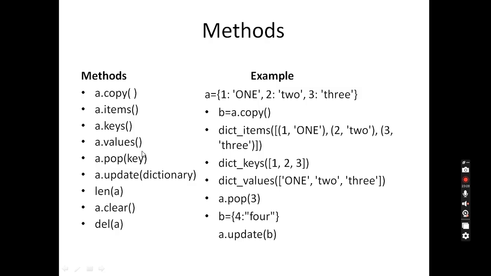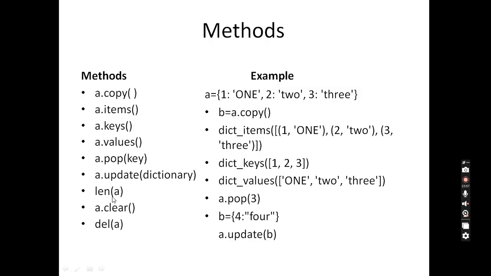Same here, it's mutable, right? So you can pop a key value. If I call A dot pop and give a key value, the particular element will be popped, so 3 will be popped here. You can also update the dictionary. I have B is equal to 4 colon 4, so I can just pass it to update, and the dictionary is updated with 1, 2, 3 and 4 as key values.